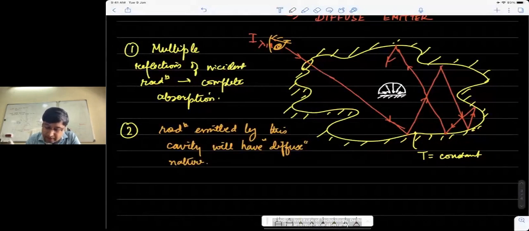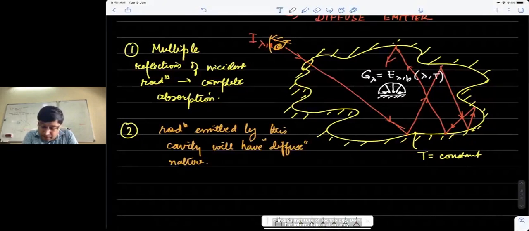So I'm trying to draw this here, that it is uniform in all directions. So the radiation incident on this surface, which is G lambda, spectral radiation, should also resemble the radiation corresponding to a black body spectral radiation.